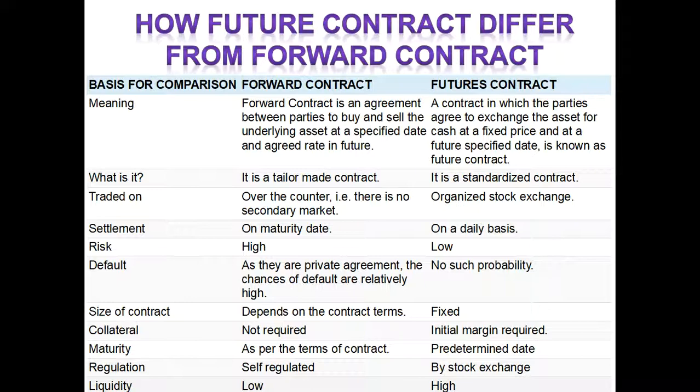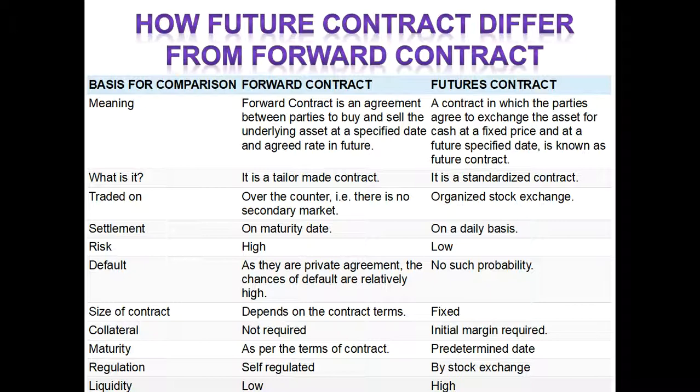In the case of a default, since the forward contract is a private agreement, the chances of default are relatively high. In the futures contract, there's no such probability of default since this happens in an organized stock exchange. The size of the contract for a forwards contract depends on the contract terms. For a futures contract, the size can be fixed. There is no collateral needed for the forwards contract. However, in a futures contract, an initial margin is required.